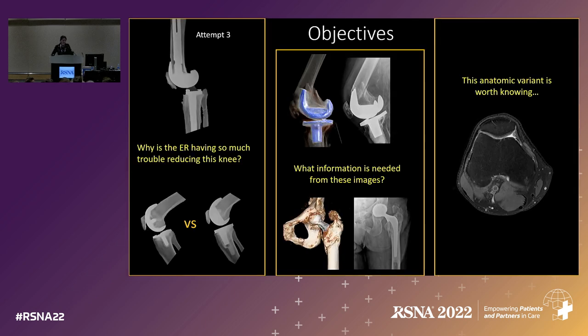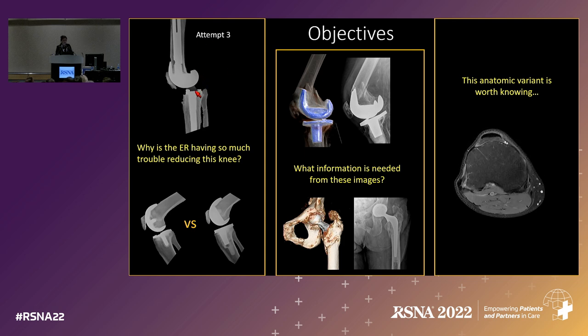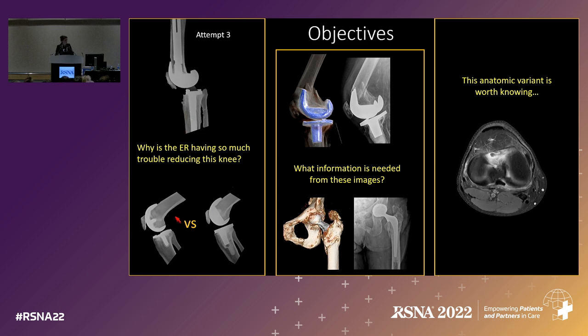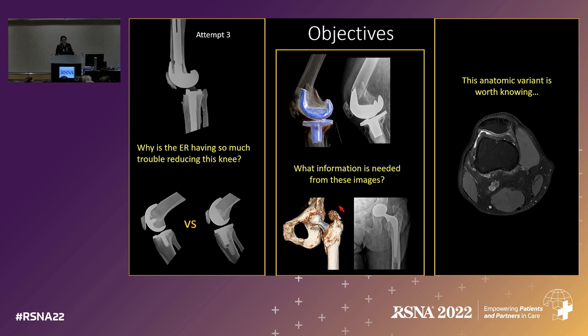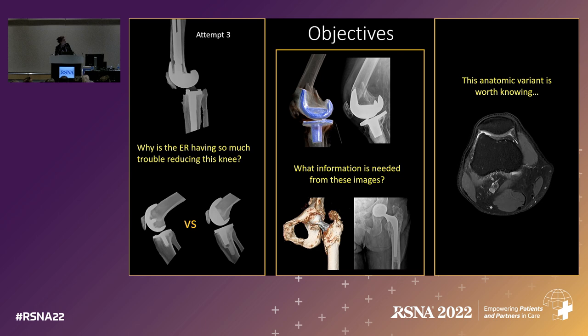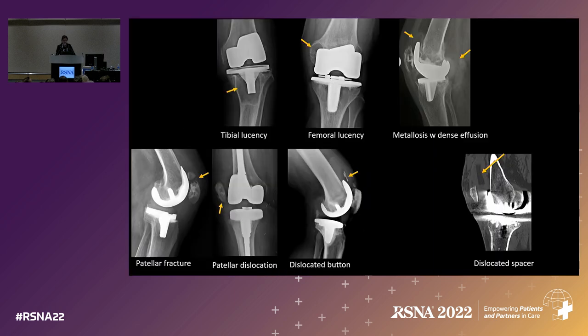So here are today's objectives. One question would be, why is the ER having so much trouble reducing this particular knee dislocation? What is the difference between these two arthroplasties at the bottom, and why do you care? We see so many of these patients coming in with peri-hardware fractures at the moment. What does the surgeon want you to tell them about them? And I've left this one up for a little bit on that right-hand side. There's some kind of anatomic variant on there that may be worth knowing about.